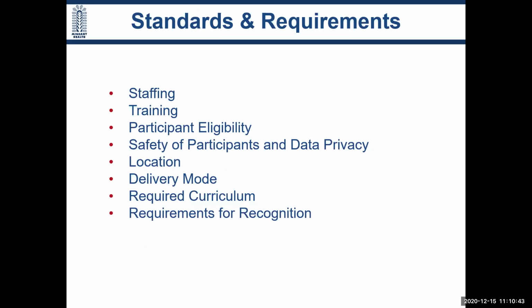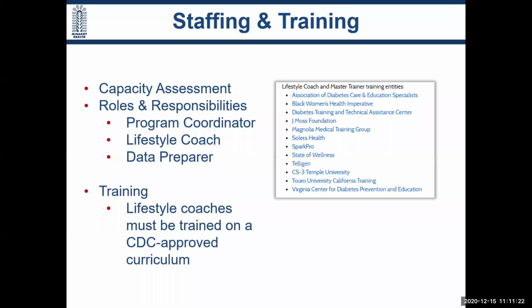The standards cover these broad areas. So the staffing of a program, the training that's required, participant eligibility, the safety of participants and their data privacy, the location of the program, how the program is delivered, the curriculum that's used, and then the requirements for recognition. We're going to cover all of these in a little bit more detail, with the exception of the safety of participants and data privacy and location. So those are fairly straightforward. And so we're going to cover the others in a little bit more detail.